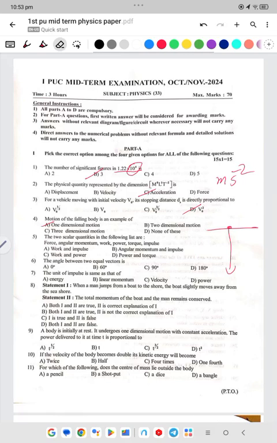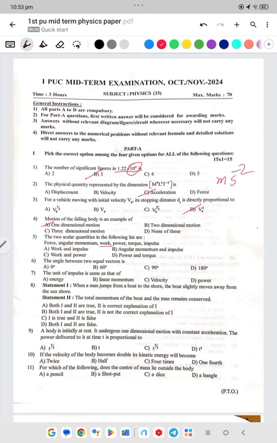Next one is, two scalar quantities among the following. Here force is not a scalar quantity, sorry, it is a vector, because force has both magnitude and direction. Next one is angular momentum. Angular momentum is also a vector. Work. Work is a dot product of two vectors, and hence work is a scalar.